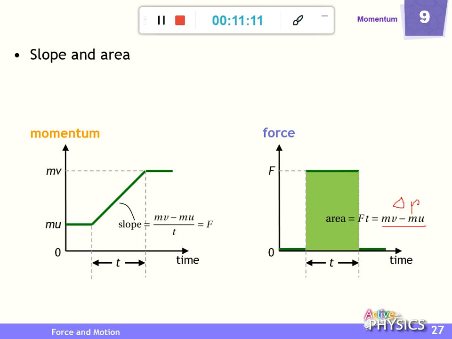And one more item you should know will be Ft. Because F is delta P over time, then we can find that the new quantity, Ft, should be delta P. You can have this conclusion. A momentum time graph can be converted into a force time graph. One of them relates to the slope, the other one to the area.